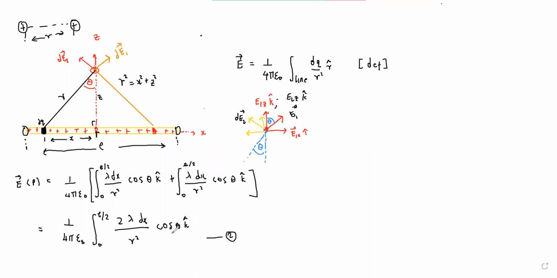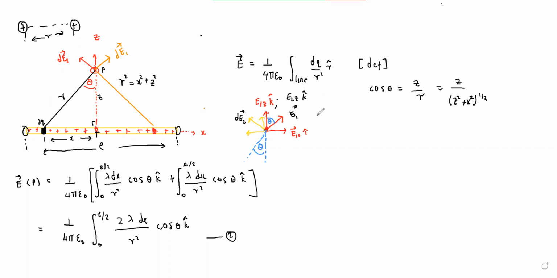Right. So now what about this cos theta? This cos theta can be defined like this, which means cos theta is equal to what? Cos theta is adjacent over hypotenuse, which is z over r. So this is z over r, which is z over the square root of z squared plus x squared, right? Because this r is the distance from the dq to this point here, which is point P.